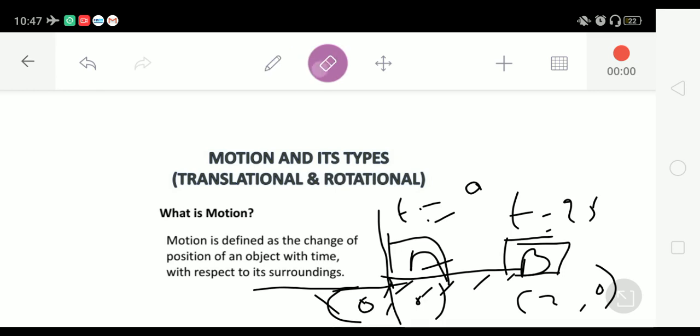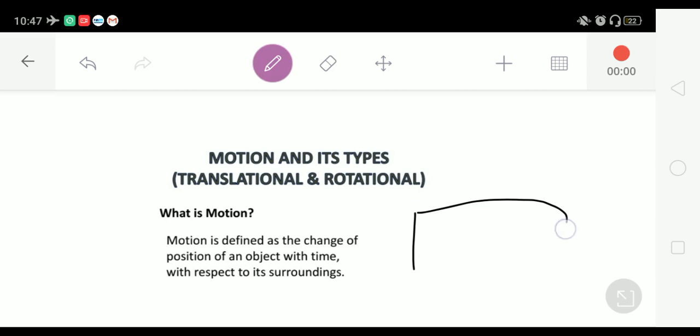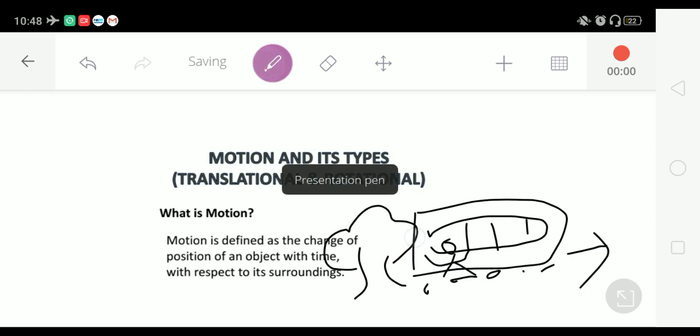For surrounding, let us consider you are sitting in a train. This is a train, small wheels, and you are sitting in this particular train. There is a tree outside, and the train is moving forward at a particular speed. What will happen? After some time you will not be able to see this particular tree. This tree will vanish within a few seconds.